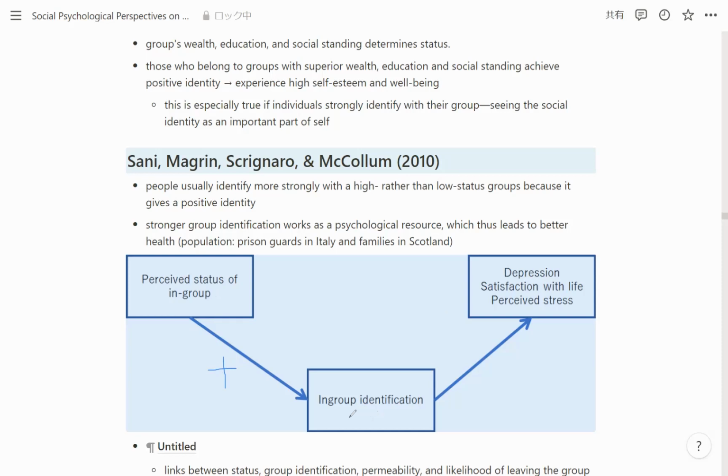And when they develop stronger identification, they are less likely to be depressed, and they are more likely to be satisfied with their life. And they even experience less perceived stress. So there is a negative association between in-group identification and depression. And there is a positive association between in-group identification and satisfaction with their life. And there is a negative association between in-group identification and perceived stress.